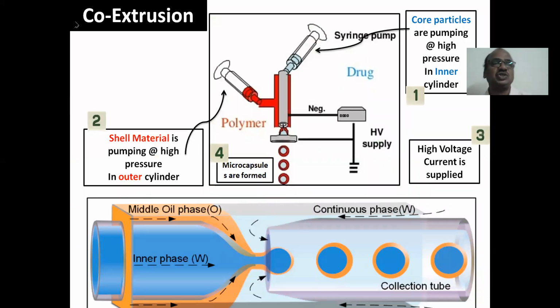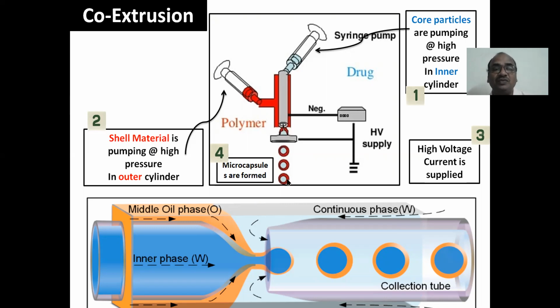And this is a very simple process, co-extrusion. Here 2 cylinders are there. See here the center cylinder, and this is a side cylinder, outer cylinder. You can say inner cylinder, outer cylinder. In the inner cylinder, we prepare the core particles and pump them at a high pressure. In the outer cylinder, we pump the red color shell material, also at high pressure. We are applying a high voltage supply between the two parts of the equipment.